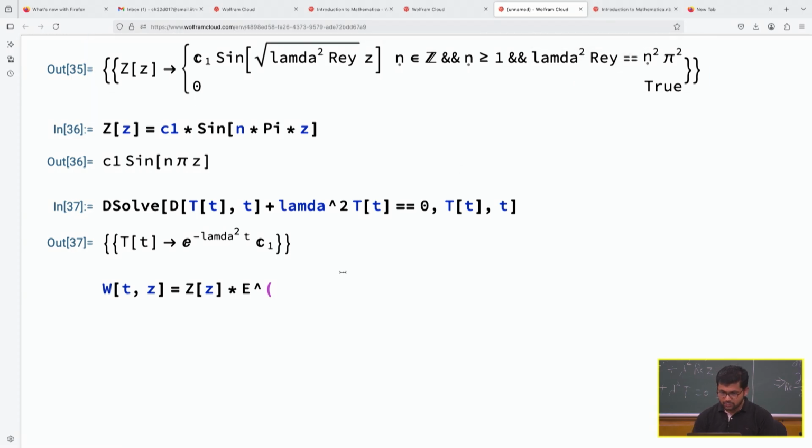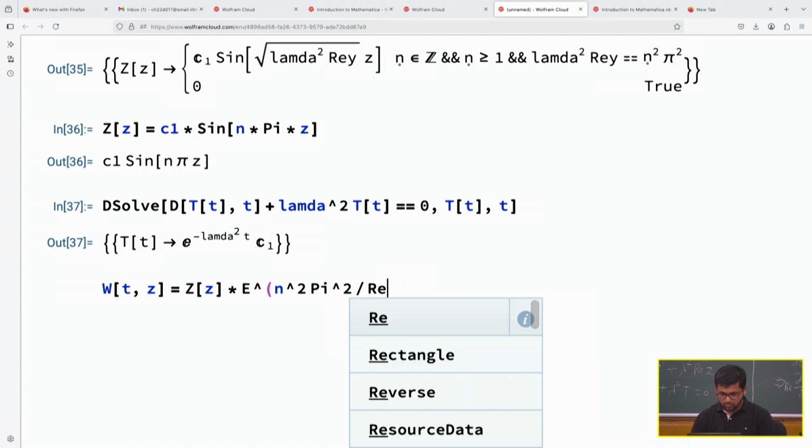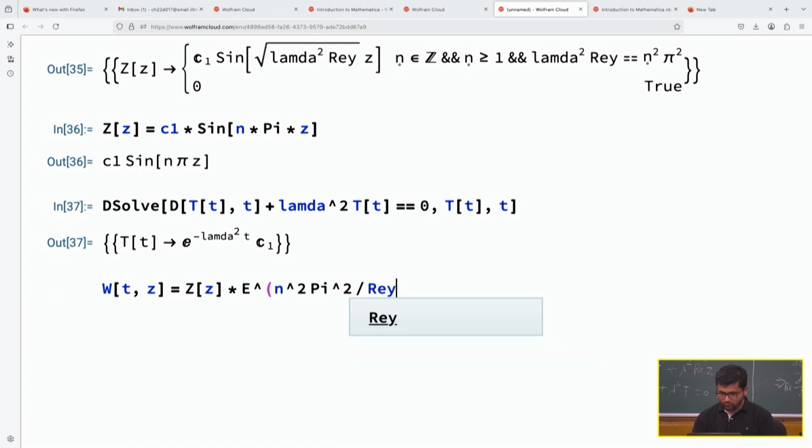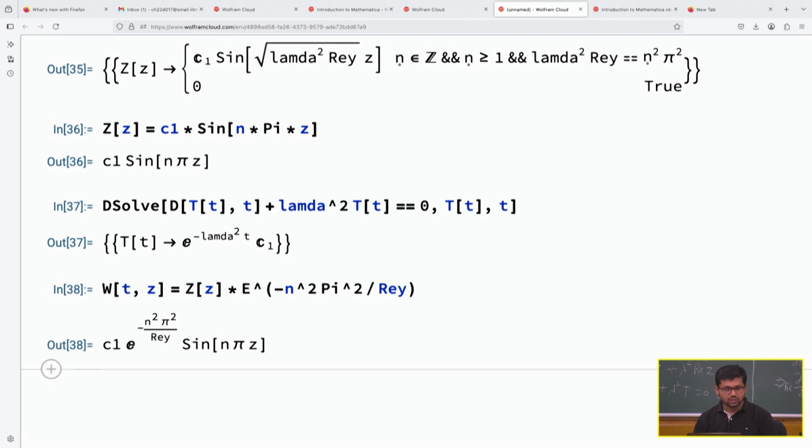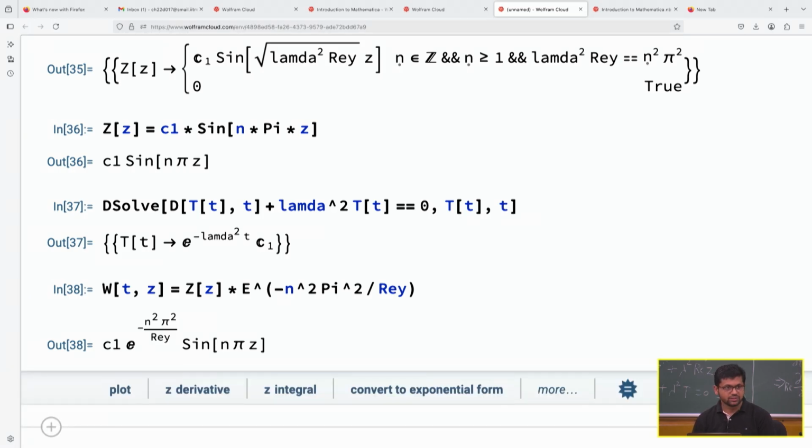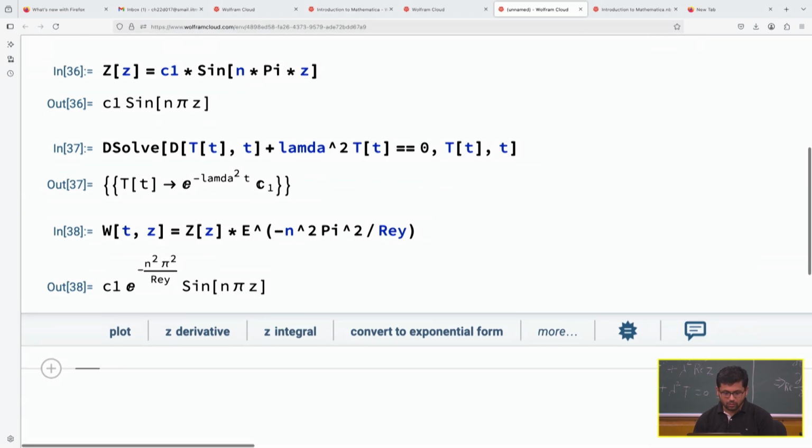So, I will write it as n square pi square upon Re, and one minus sign also here. So, what I am doing, I am replacing the value of lambda square, which is nothing but n square pi square upon Re, and this is the value of w of t of z, which is the deviation variable, deviation velocity value.